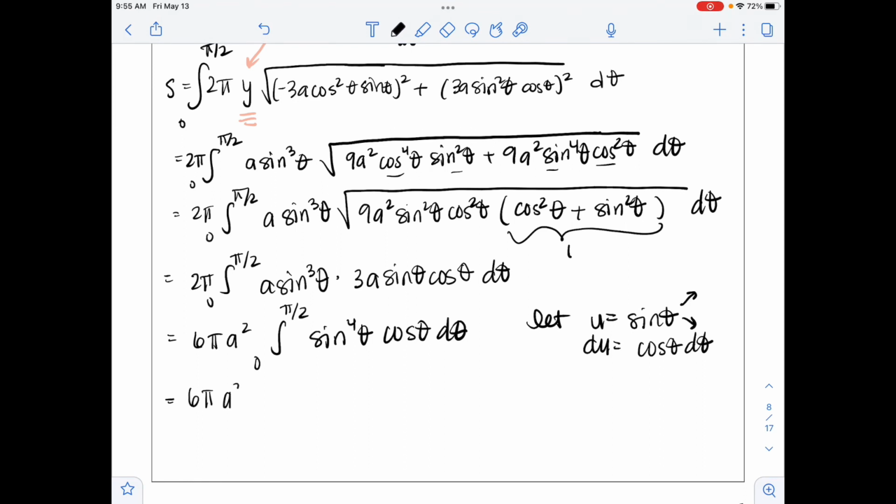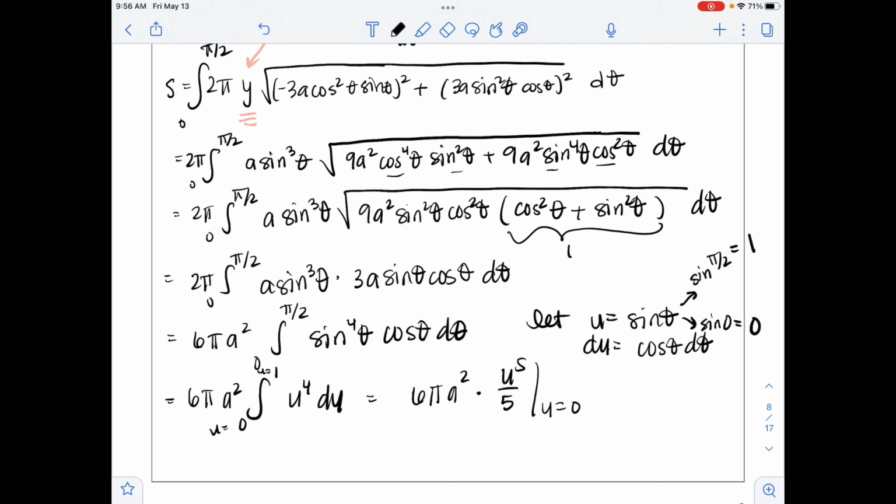So we have 6π a squared, the integral, and again I'll substitute in those new values. And so this is going to be u to the 4th, and then cosine θ dθ is just equal to du. And so we have sine of π/2 for our upper limit and sine of 0 for our lower limit. Sine of 0 is just 0, and sine of π/2 is 1. So this is going to go from 0 to 1, and again these are our u values. And so integrating this, we do have 6π a squared, and then integrating u to the 4th, we get u to the 5th over 5.